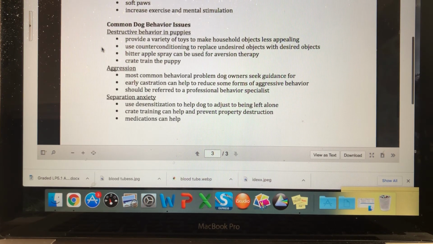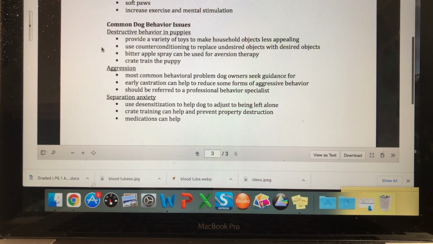Aggression is our next behavior issue with dogs. It is the most common behavioral problem that dog owners seek guidance for. One thing we can do to help with aggression is castrating them early, so neutering them at 6 months. It might reduce some forms of aggressive behavior, but not all. Aggression in dogs, we always just refer to a professional behavior specialist, because it's usually beyond what we can help with in the vet clinic. So we want a specialist to work directly with the client and do special one-on-one training with the dog.